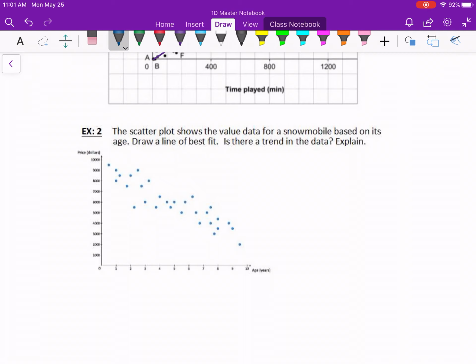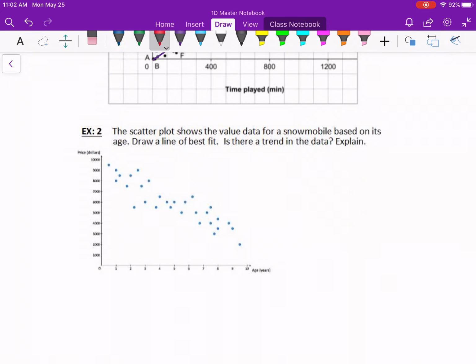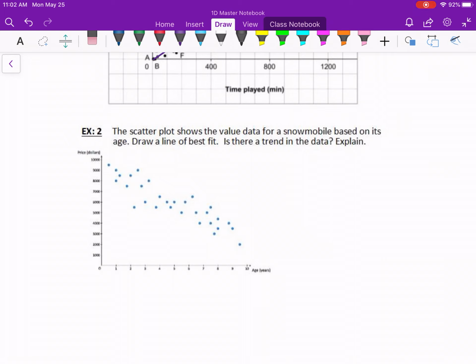It's not going to be a straight line because different conditions are involved. Some snowmobiles are in better condition than others. Some people are just better salesmen, so they're going to get more money for it. Some people don't care, and they're just going to sell it as cheap as possible. So there's going to be some variation, right? Well, that's what gives us a scatter plot. But we do know that in general, as they get older, they aren't worth as much. So yes, there's going to be a trend.